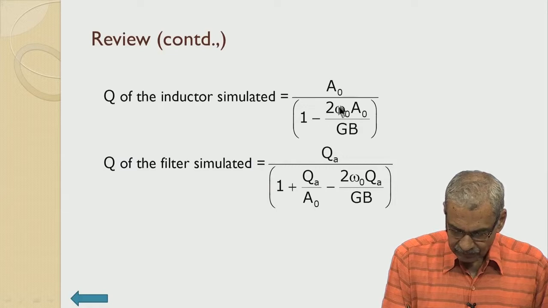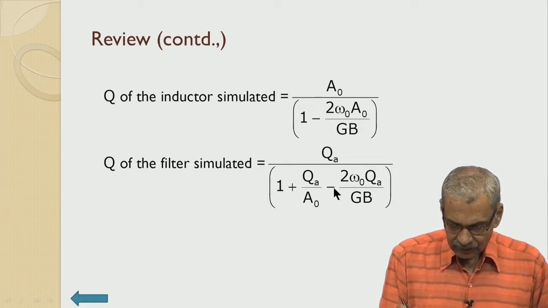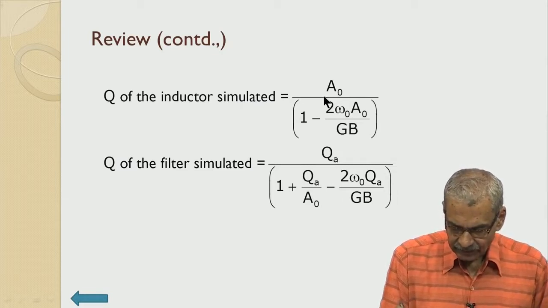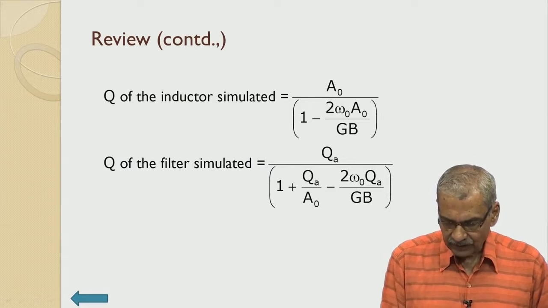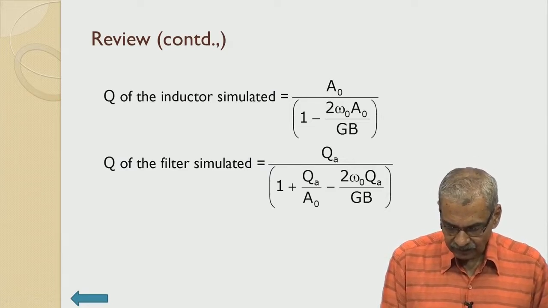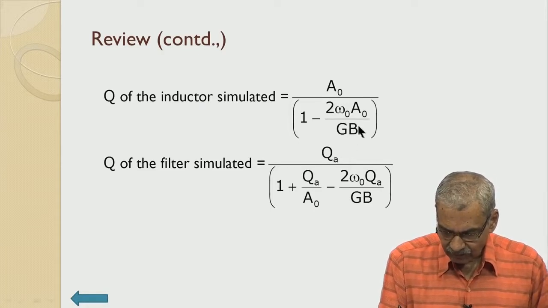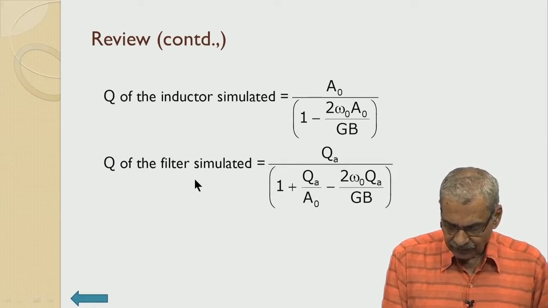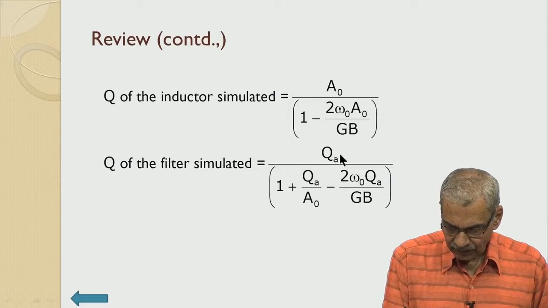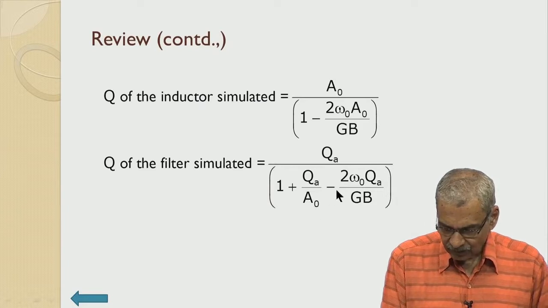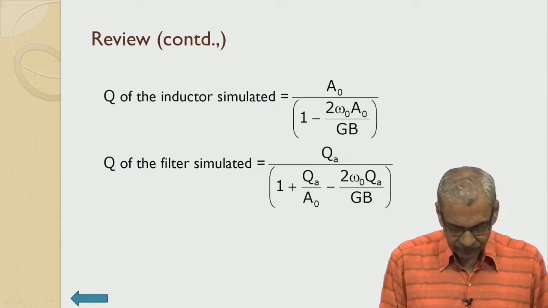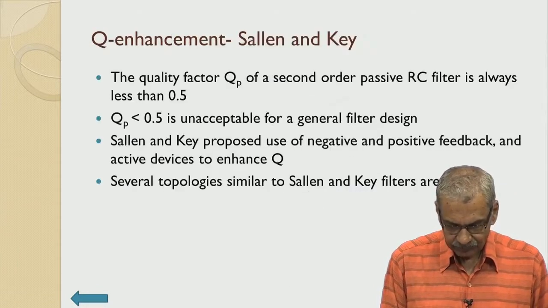It appears as a negative resistance of magnitude GB by 2 omega naught shunting the inductor, whereas due to finite gain A naught, it appears as a positive resistance, which is A naught into R. The negative resistance is GB into R by 2 omega naught. The Q of the filter simulated using such an inductor is going to be QA, whatever you have designed it for, divided by 1 plus QA by A naught minus 2 omega naught QA by GB. So, this is the limitation of the inductor simulation circuit.